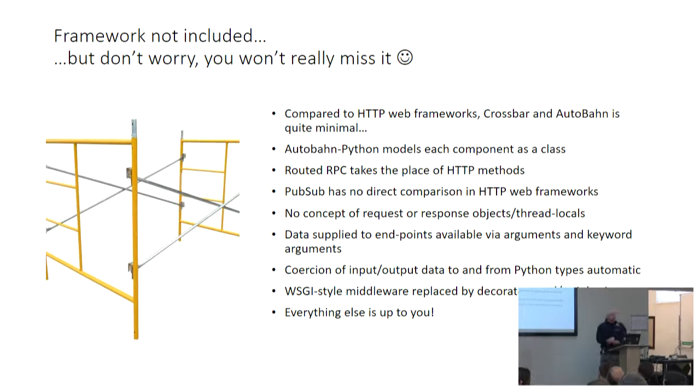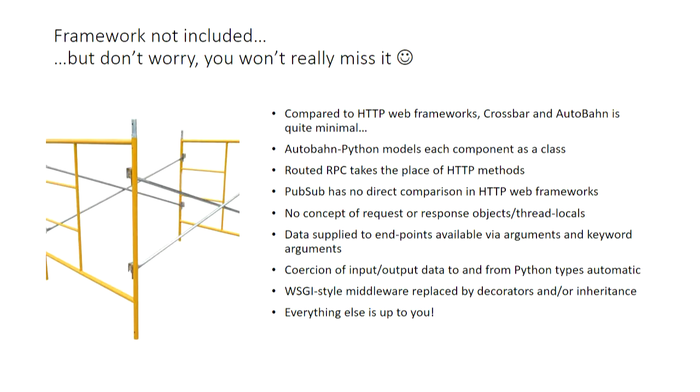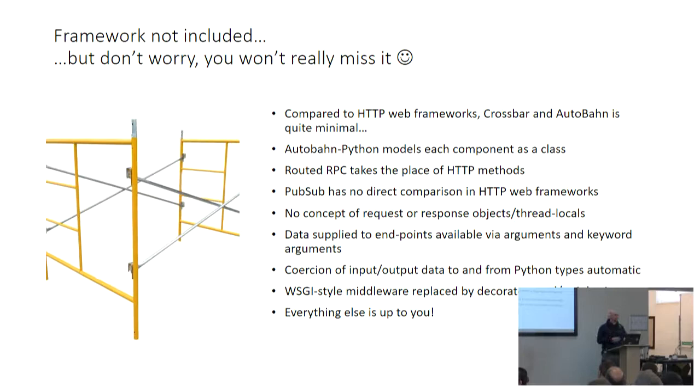WSGI style middleware is something everyone is used to. That doesn't really exist in the context of Crossbar and Autobahn because you don't have, as I said, request to response objects. You can model a lot of the behavior you would use middleware for by just wrapping your endpoint functions in decorators and to some extent using inheritance. It really depends on what kind of effects you're trying to achieve. Other than that, everything else is up to you.